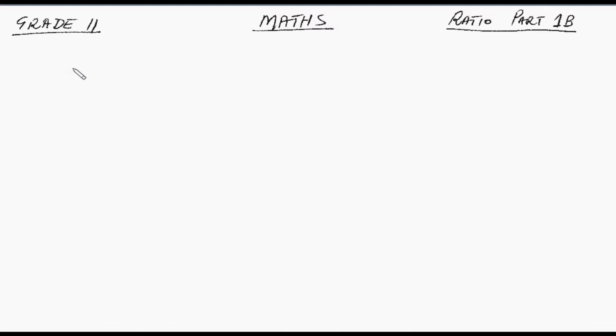In ratios, we are in grade 11 mathematics, ratio part 1B. Part 1A, I think I will make a correction. I think in part 1A there was grade 10 here. It was supposed to be grade 11. I'm not sure, but that's what came into my mind. All right. Now let's get started.